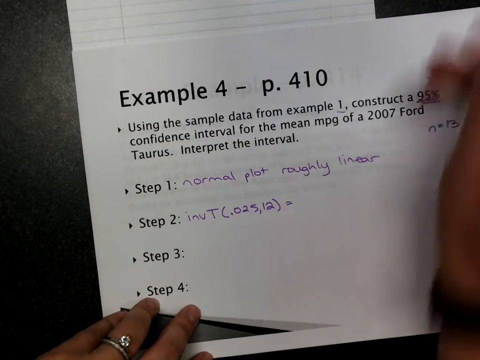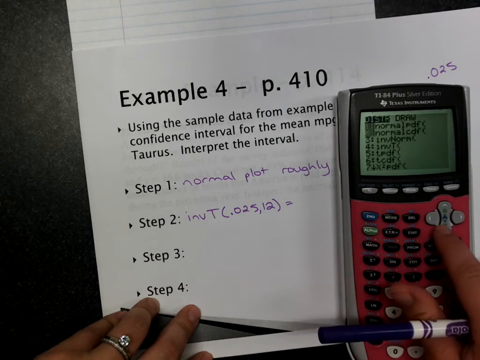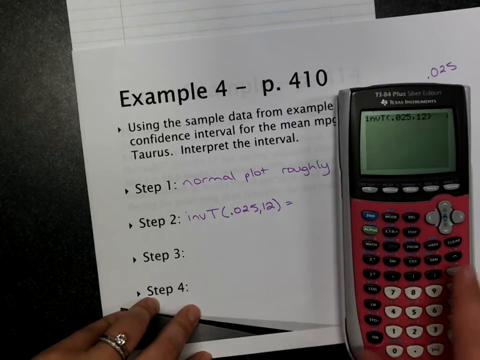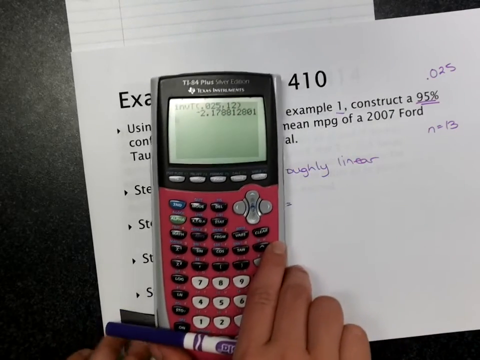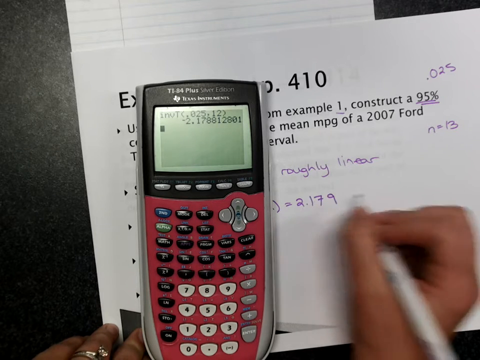And that's going to give me inverse t of 0.025 with 12 degrees of freedom. It always takes it a minute to think. We don't have to worry about the negative 2.17. I'm going to round that to 9.